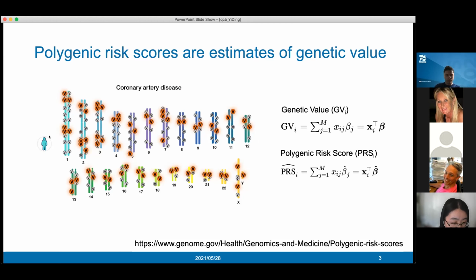And if we know the true causal variants and their true causal effect sizes, we can compute a genetic value or genetic risk by this linear combination. But in reality, we don't know which are the true causal variants and their true effect sizes. Usually we have to infer them from a very large GWAS data set. And then we can compute a polygenic risk score based on the inferred causal variants and causal effect sizes. Therefore, polygenic risk score is an estimate of the genetic value.